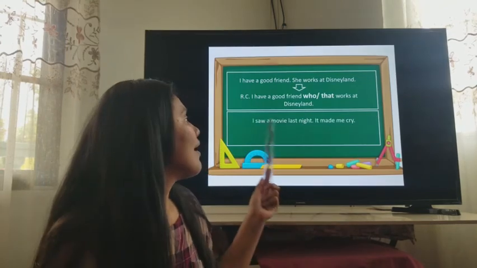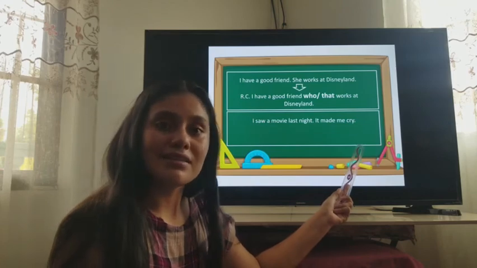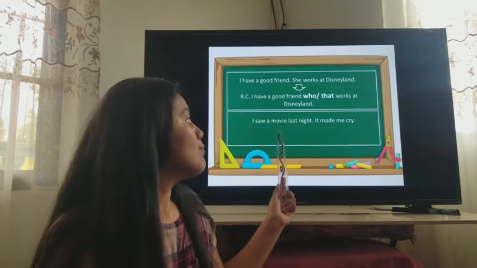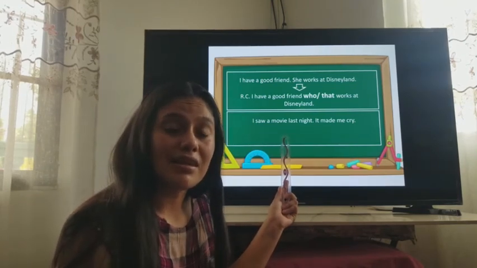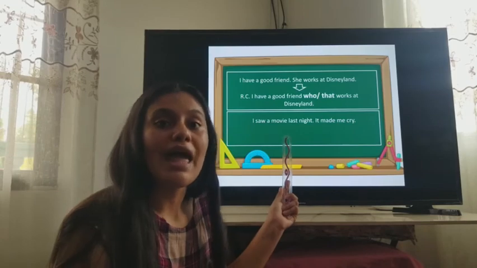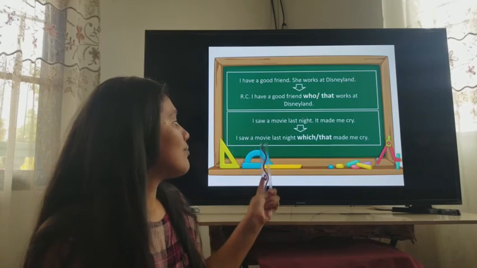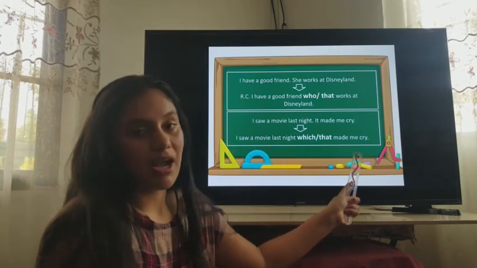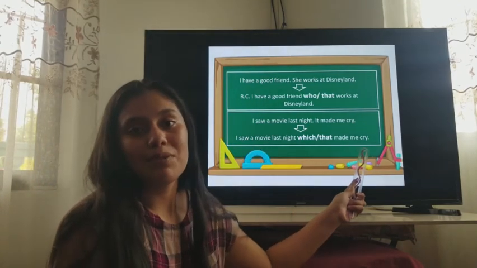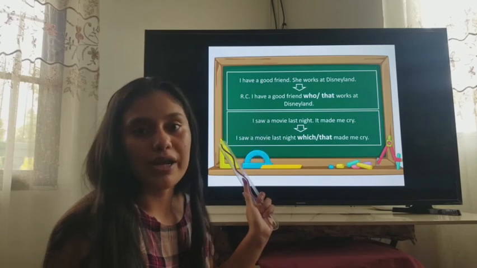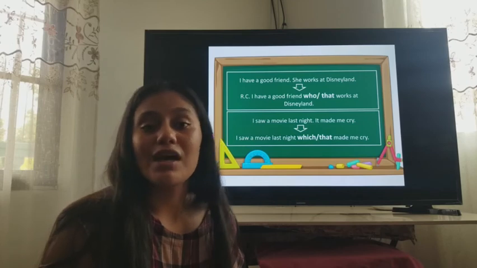Let's do another one. I saw a movie last night. It made me cry. Let's think how this sentence is going to be. Movie is not a person, so I'm not going to use who. But it is a thing, so I'm going to use which, and I also can use that. So the sentence is going to say, I saw a movie last night which made me cry. Or also I can say, I saw a movie last night that made me cry. Both are correct.